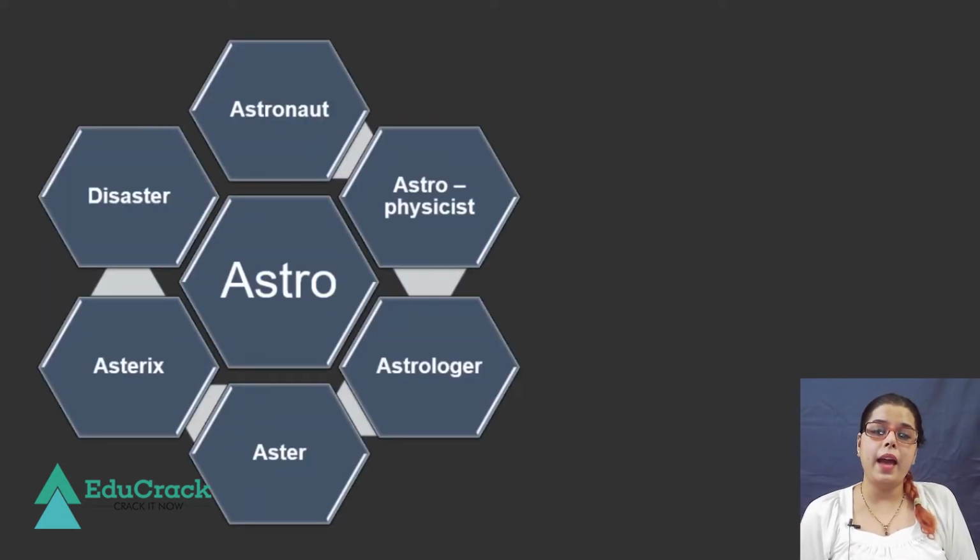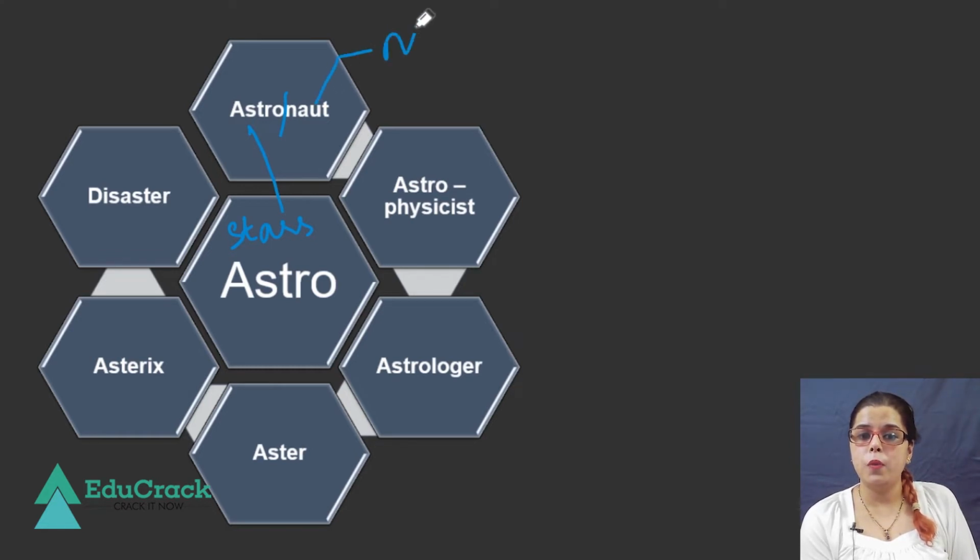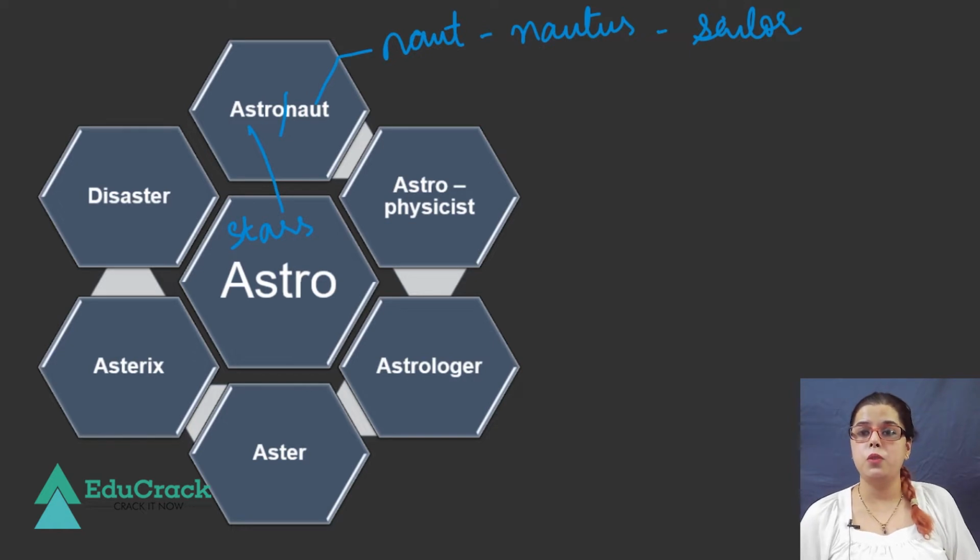The first word that we have coming from the root word astro, which here means stars, is astronaut. If we break down astronaut in two different parts, the first part is astro itself, which means stars. The second part is naut, coming from the root word nautus, that means sailor. Who is an astronaut? An astronaut is a person who goes in space. So technically, according to the root, the word astronaut is a sailor amongst the stars, right?